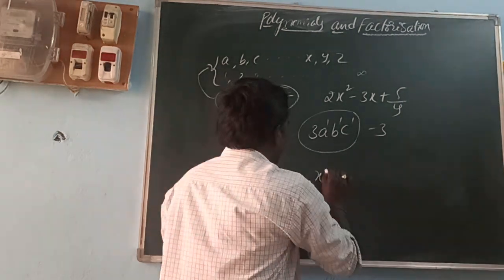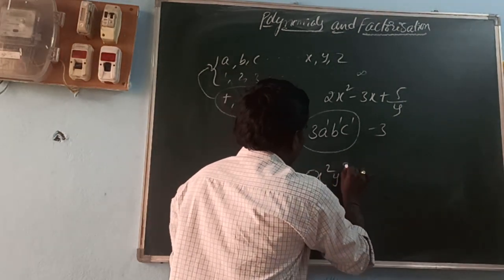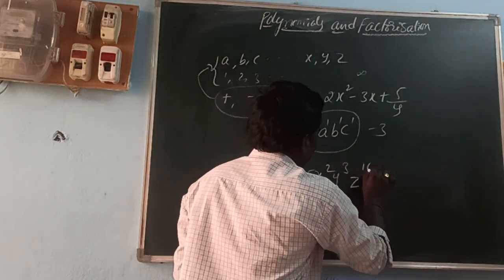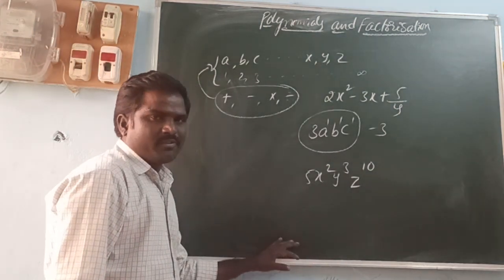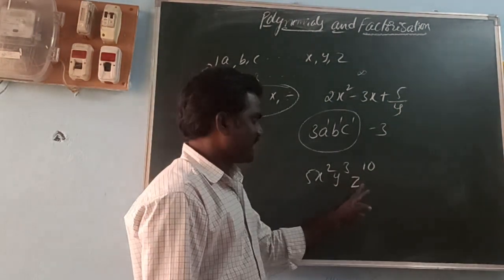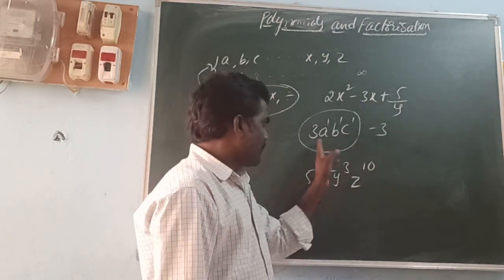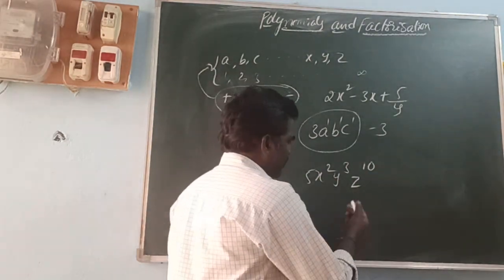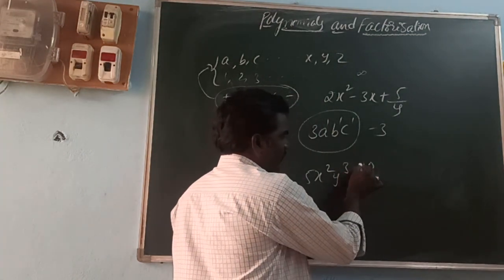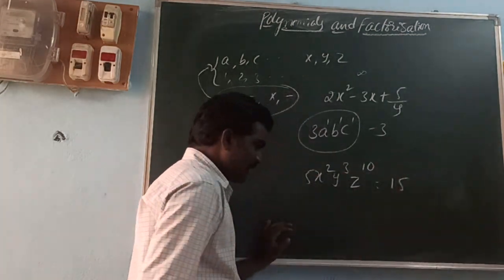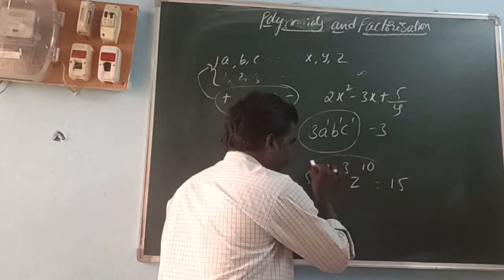Next, 5x square y cube z to the power of 10. It is a term. How many variables are there? Here 3: x, y, z. X power is 2, y power is 3, z power is 10. So that is the sum of powers of variables of a term. That is here 2 plus 3 plus 10, 15. So this is the degree of this term.